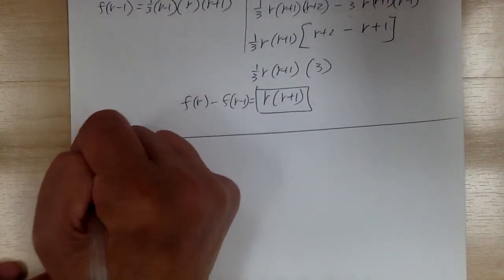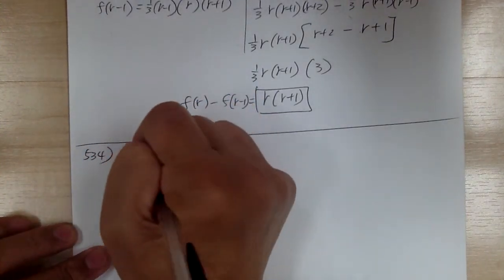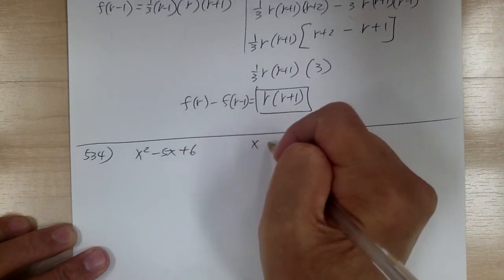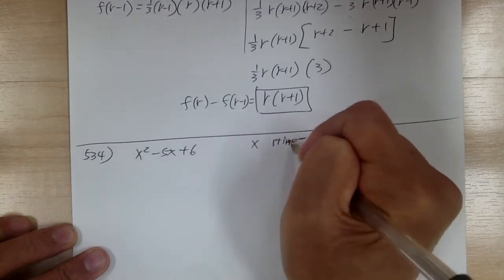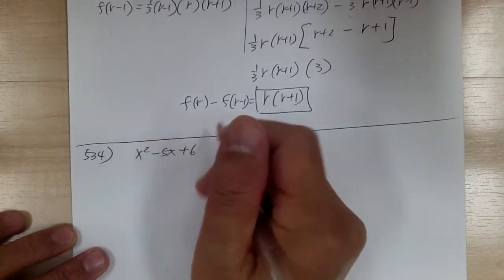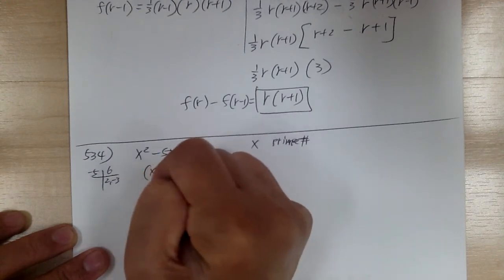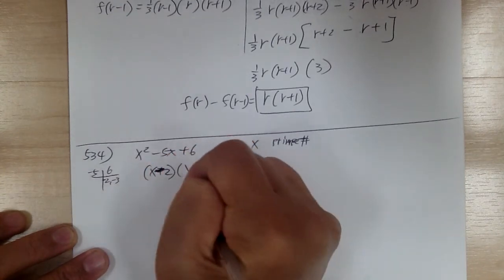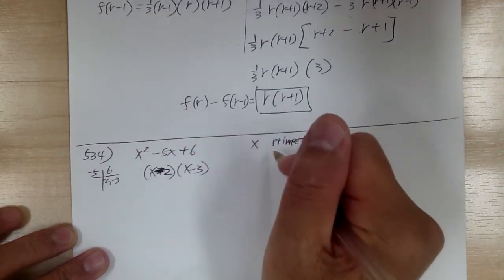Okay, let's go to 534. Find all the integers x so that x squared minus 5x plus 6 is a positive prime number. First let's factor this. Use your master product. So it would be (x minus 2)(x minus 3), and this product would be a prime number.